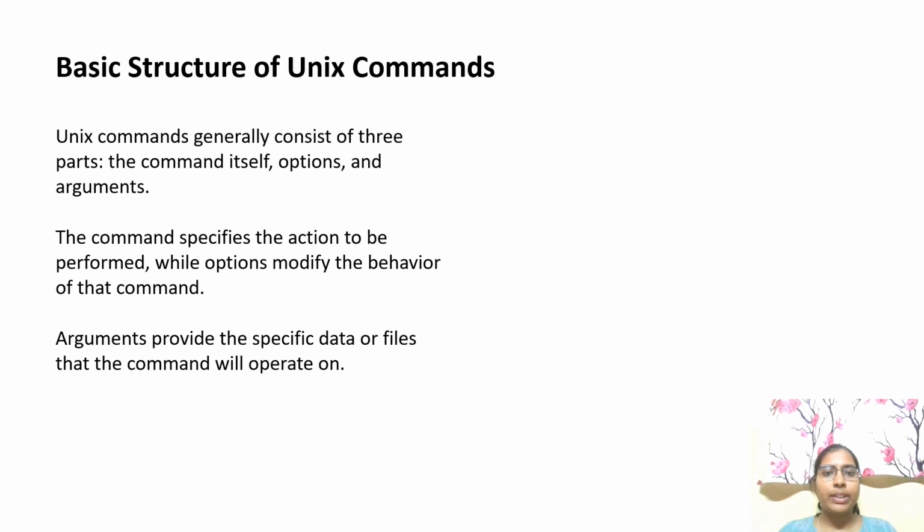Basic structure of Unix commands. Unix commands generally consist of three parts: the command itself, options, and arguments. The command specifies the action to be performed, while options modify the behavior of that command. Arguments provide the specific task or files that the command will operate on.